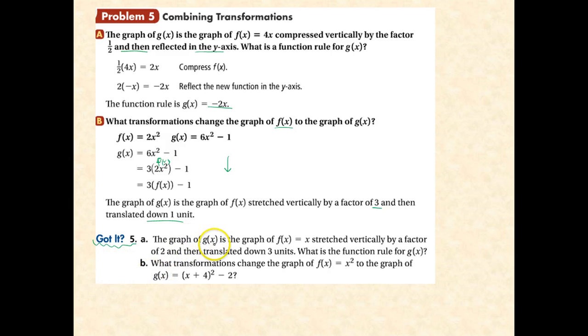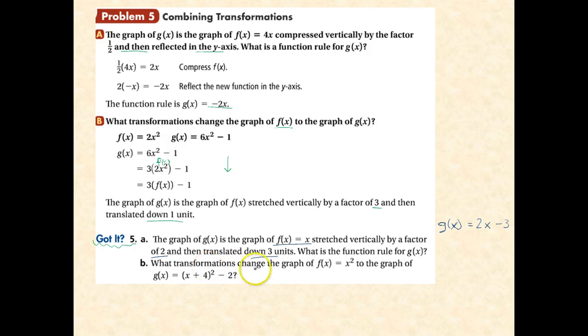All right, so the graph of g of x is the graph of f of x equals x, stretched vertically by a factor of 2, and then translated down 3 units. So what's the function rule for g of x? So we start with our f of x, stretch it vertically by a factor of 2, that means multiply by 2, then translate down 3 units, that means subtract 3. So there's our function rule for g of x.